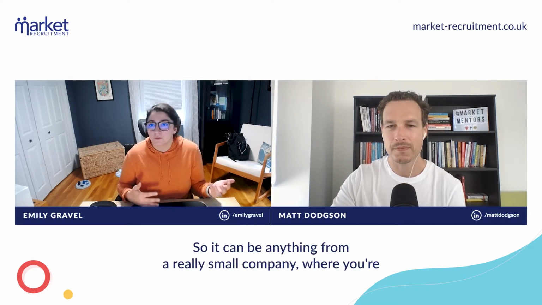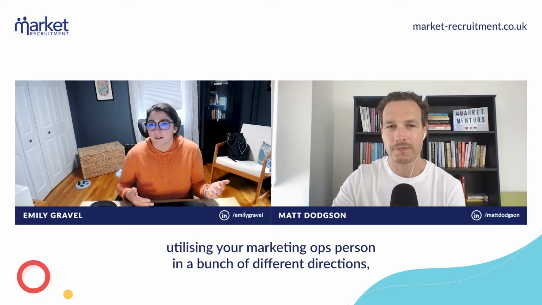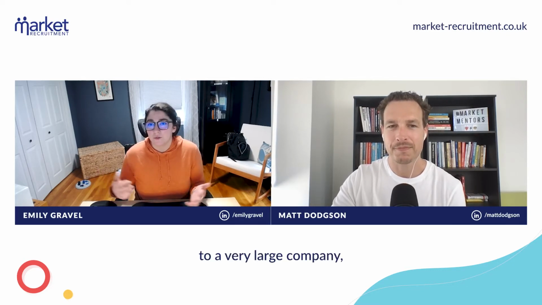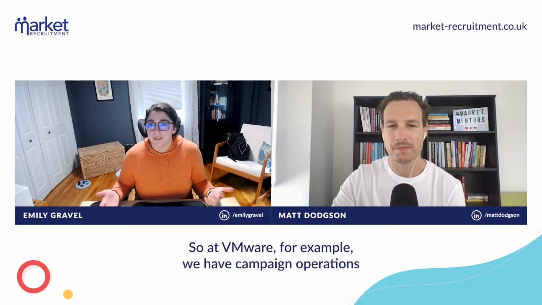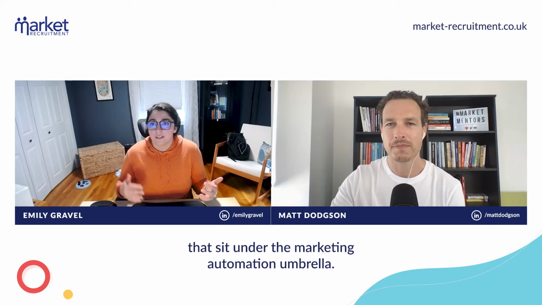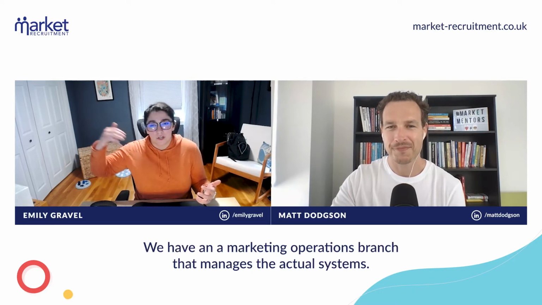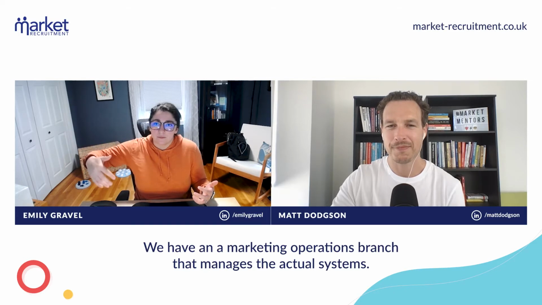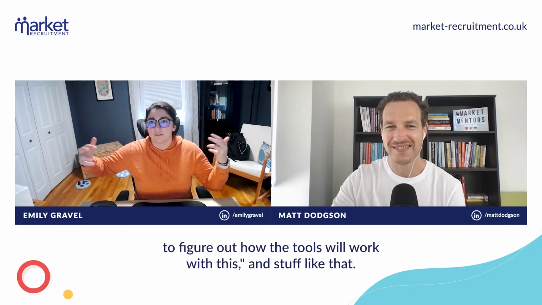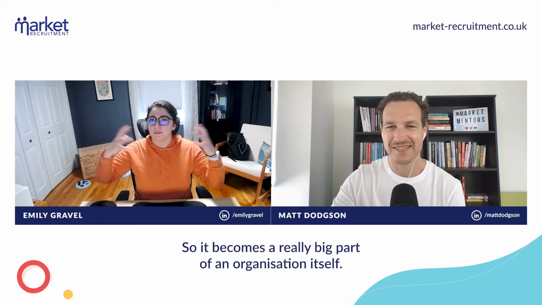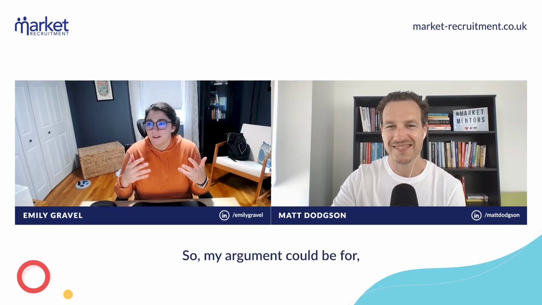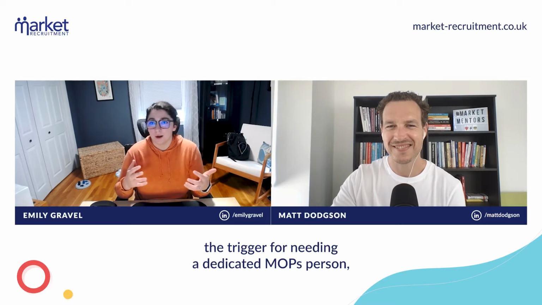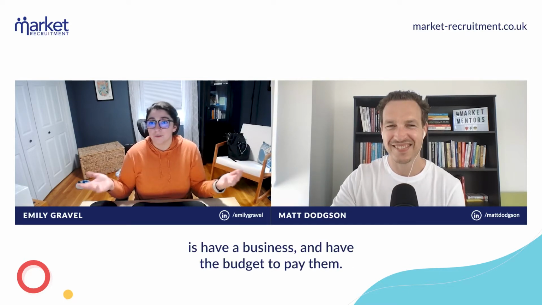So it can be anything from a really small company where you're utilizing your marketing ops person in a bunch of different directions, to a very large company where you're utilizing marketing ops in a bunch of different ways. At VMware, for example, we have campaign operations that sit under the marketing automation umbrella. We have a marketing operations branch that manages the actual systems. We have marketing operations strategists that say, hey, marketing, what do you want to do? Let's work together to figure out how the tools will work with this. So it becomes a really big part of an organization itself. My argument could be that the trigger for needing a dedicated MOPS person is: have a business and have the budget to pay them.